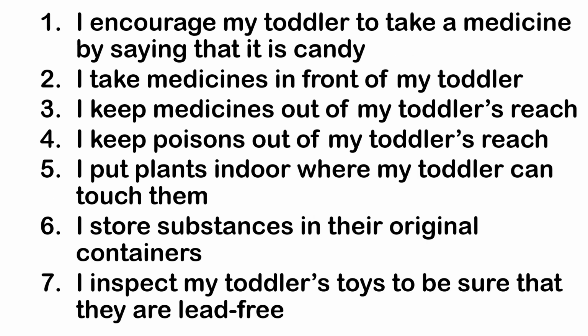So the better thing to do is not to create a pattern that can be used by the respondent to guess. So let us revise some items. Number 1, I encourage my toddler to take a medicine by saying that it's candy. This is wrong parental behavior. Number 2, I take medicines in front of my toddler. This is also wrong parental behavior. And number 5, I put plants indoor where my toddler can touch them. This is also wrong parental behavior. So these 7 items consist now of a mix of right and wrong parental behavior, so there is no specific pattern on which the respondent can base his or her guessing.